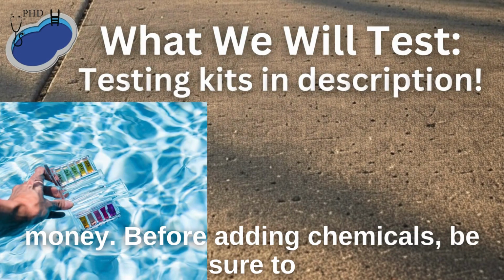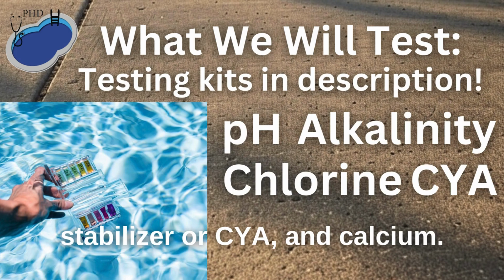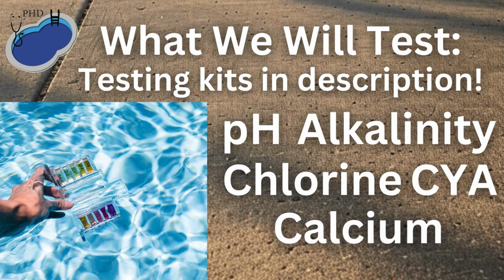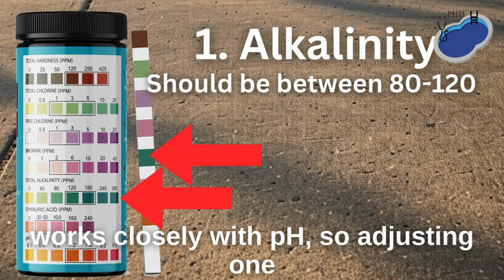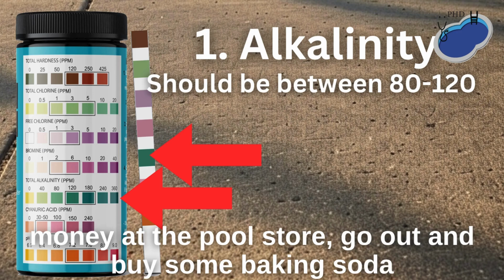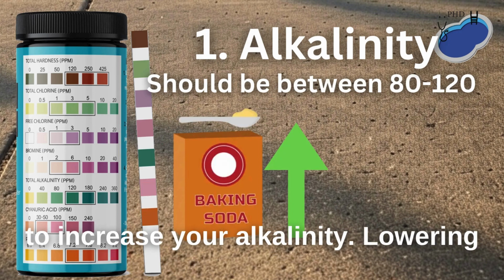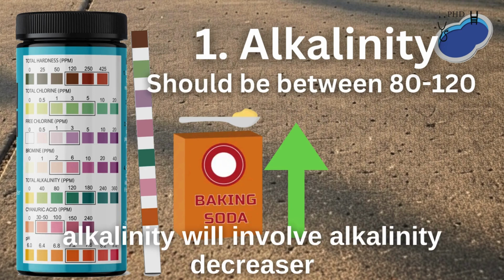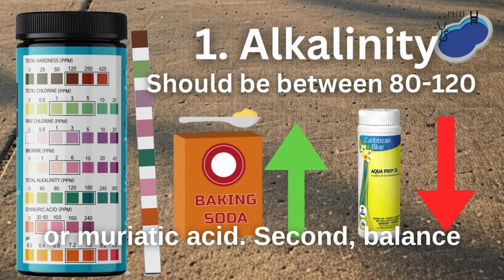Before adding chemicals, be sure to test for pH, alkalinity, free chlorine, stabilizer or CYA, and calcium. First, test your pool water for alkalinity. Alkalinity works closely with pH, so adjusting one may help take care of the other. Rather than spending money at the pool store, go out and buy some baking soda to increase your alkalinity. Lowering the alkalinity will involve alkalinity decreaser or muriatic acid.